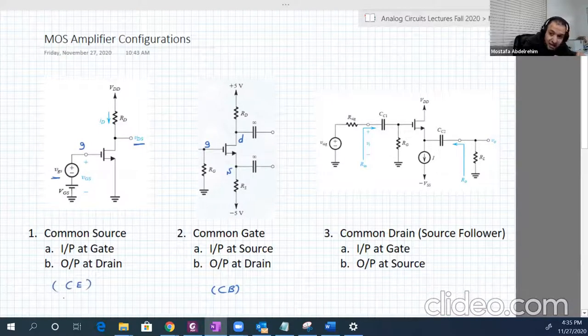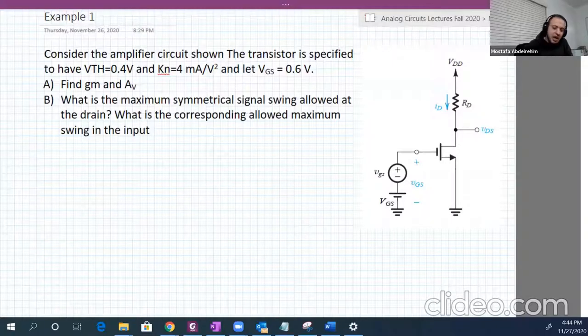And the common drain, which is called source follower, corresponds to common collector in BJT amplifiers. The input is at the gate and the output is at the source. Okay, so let's see examples now. Mainly this lecture will be about common source amplifiers.